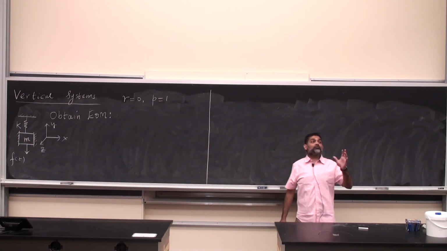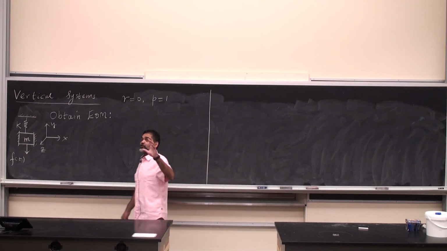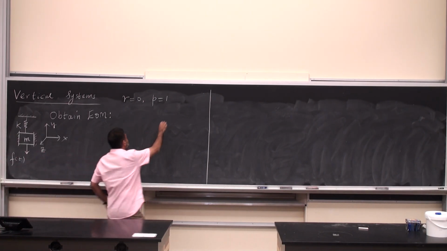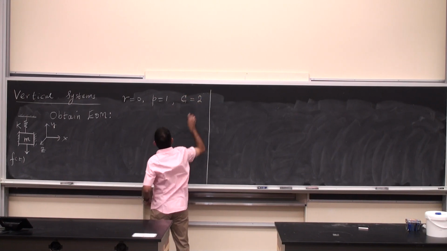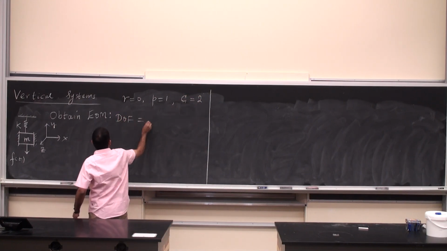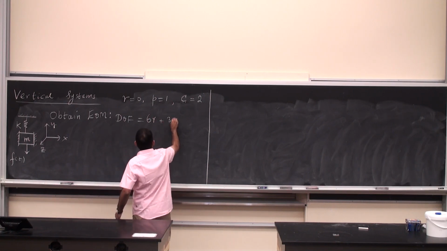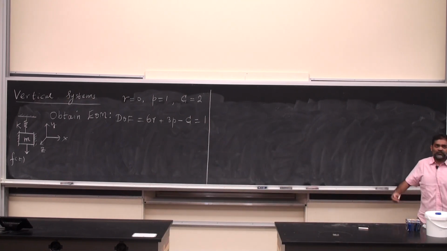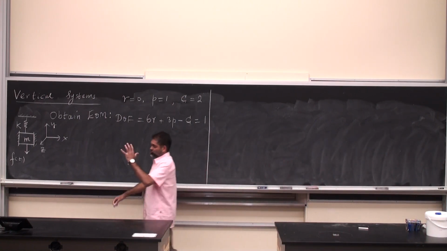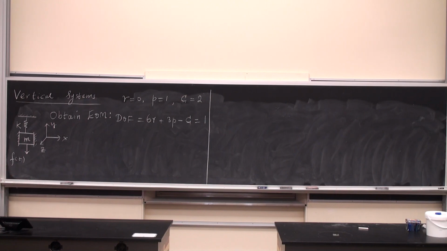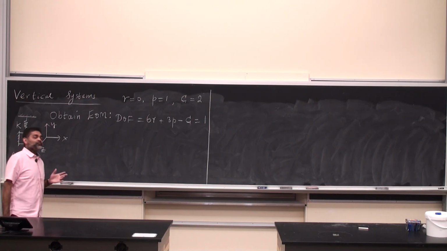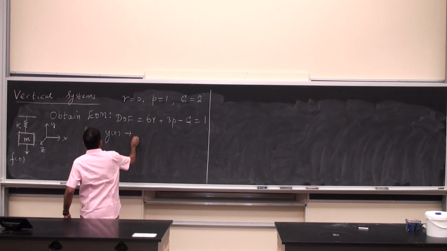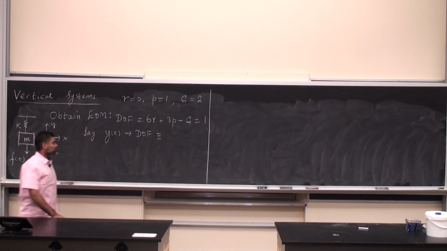The total number of constraints on each particle is 2, because in this case the particle cannot travel along the horizontal direction, and it cannot travel out of the page. So C is 2. So the number of degrees of freedom, 6R plus P minus C, ends up being 1. We know this because we've solved multiple problems of this kind, but horizontal. In this case we can decide that the displacement of the particle is the degree of freedom, and I'm going to call it y of t. This is the displacement of the mass.